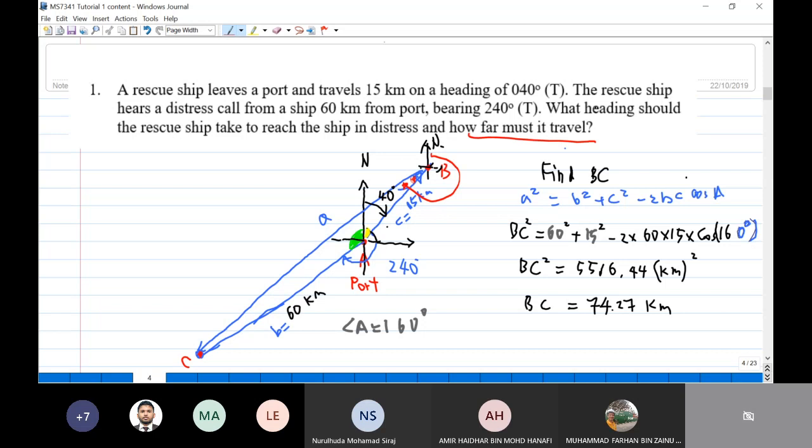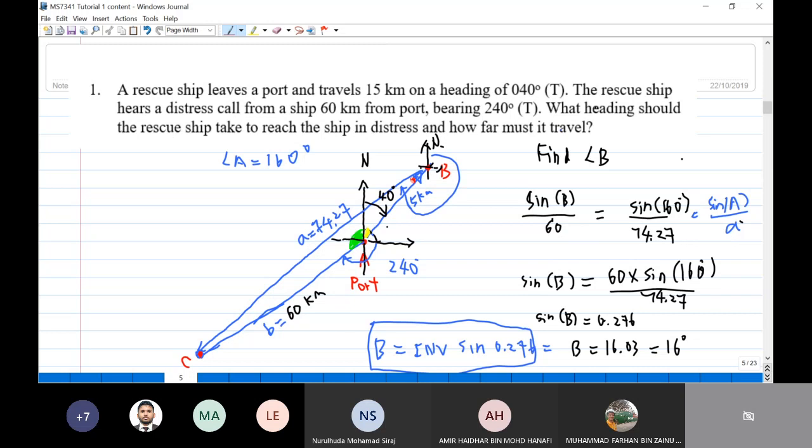So what is this direction? In this case, you must know what the angle here is, angle B. Okay, what is angle B? Let's try to figure out angle B first. For angle B, we are going to use the sine law.